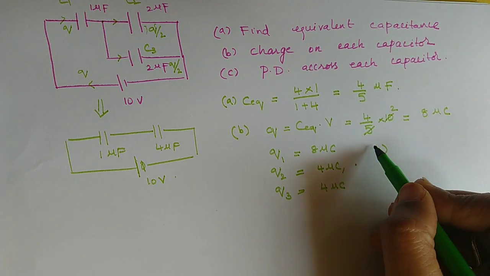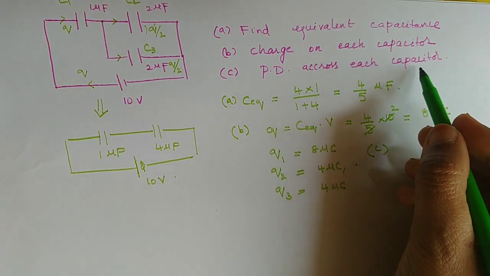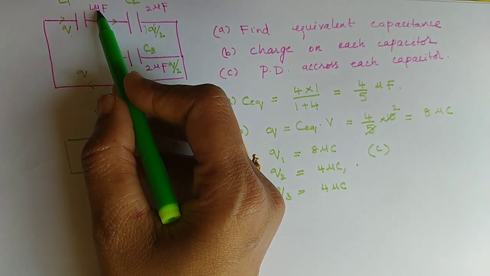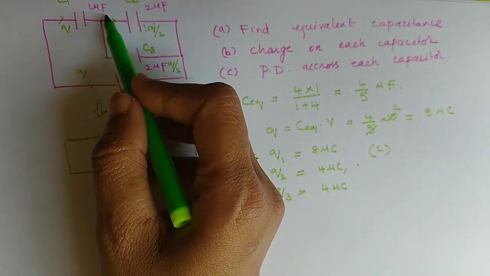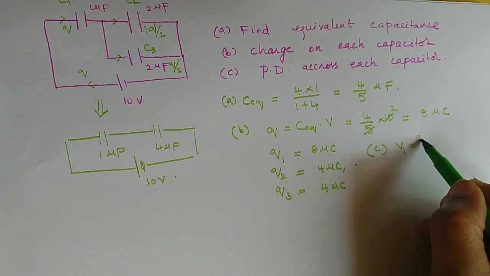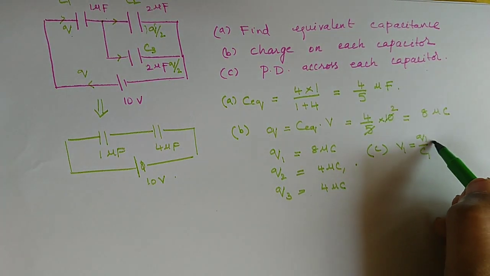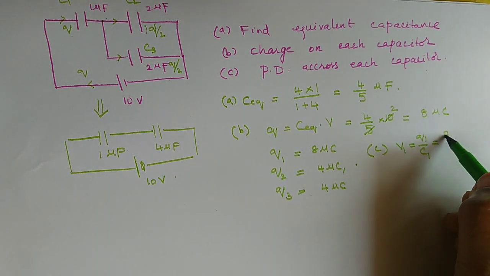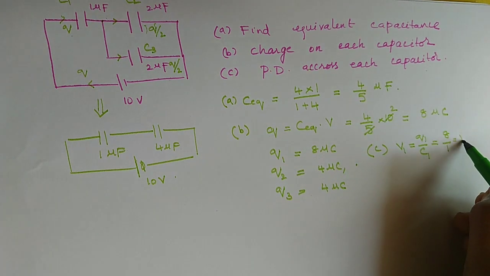Now come to the C bit. We need the potential difference across each capacitor. You know the charge, you know the capacitance. We know V is equal to Q by C. So for C1, I'll write V1 is Q1 by C1. Q1 is 8, C1 is 1. So 8 by 1, that is 8 volt.